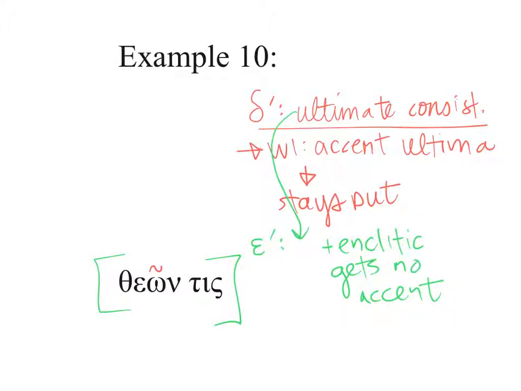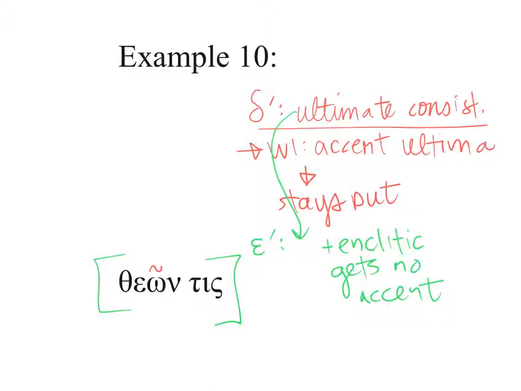Then rule beta has to do with enclitics getting their accent, and that happens when an acute falls on the penult in word one and the enclitic is 2 syllables. So under those circumstances, the enclitic gets an accent on the ultima with no change to word one. Rule gamma is similar to rule beta, but the difference is that in rule gamma, the enclitic gets no accent. So when word one has an acute on the penult and is followed by a 1-syllable enclitic rather than a 2-syllable enclitic, then the enclitic gets no accent.